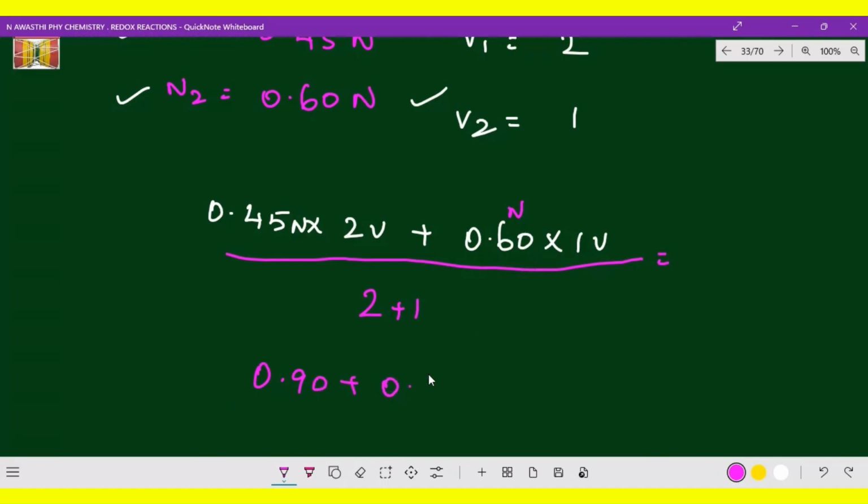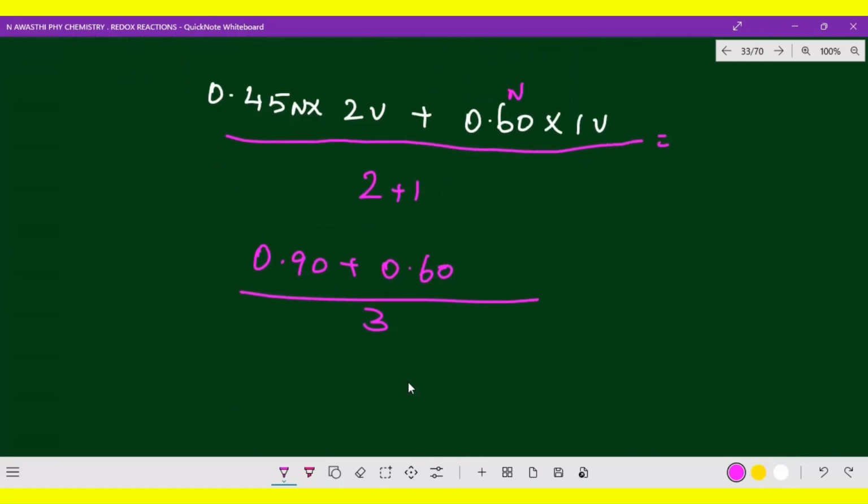So here 0.60 divided by 3. Simple. See, calculation and all, make it a simple number, so it will be easy for you to understand, and calculation also it will be easy. Okay, now how much you will get? 9 plus 6, here 15. So 1.50 divided by 3. So what is it? 3 5s are 15, right? So 3 5s are 15.